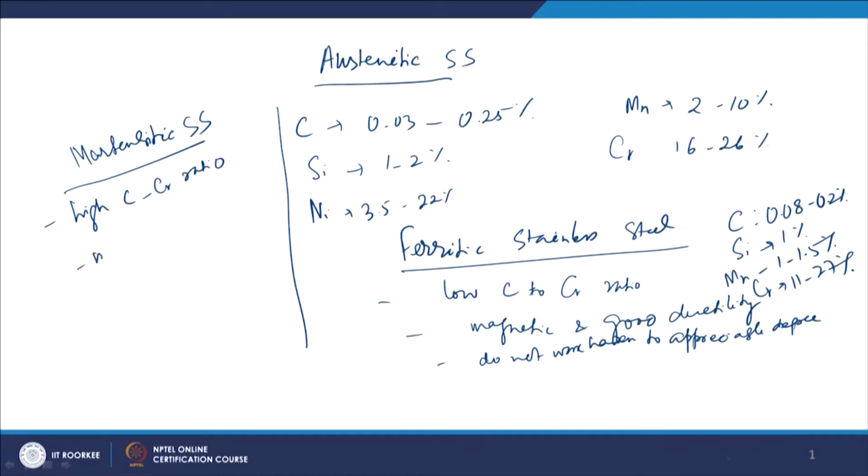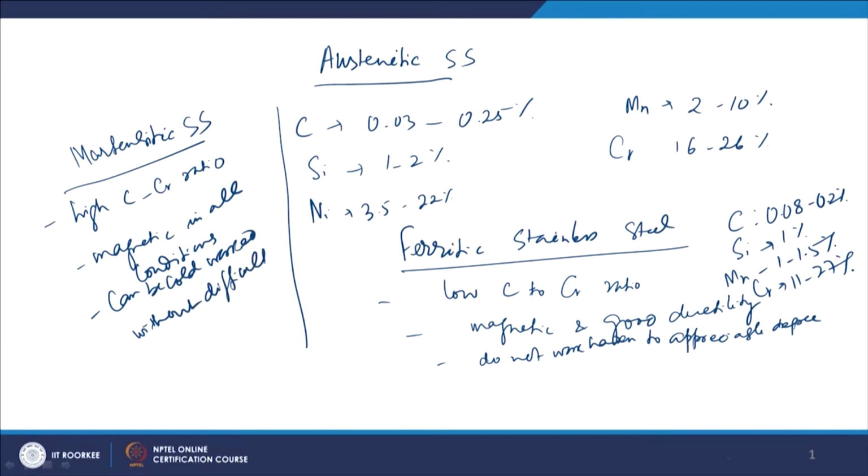Then they are magnetic in all conditions, and they have the best thermal conductivity among all. Then they can be cold worked without much difficulty. They can have good finishing, they can have good toughness, all these properties are there with these martensitic stainless steels.